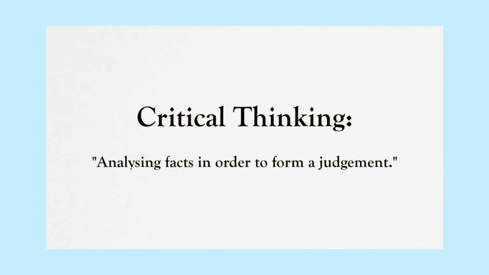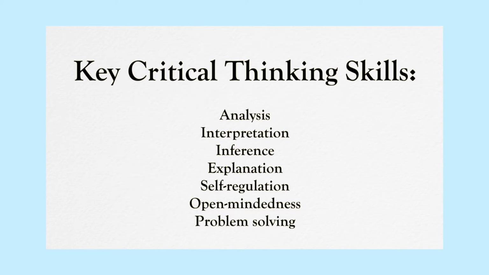The definition of critical thinking skills is the ability to analyze in order to form a judgment. So it's basically evaluating evidence. That can be what someone has said, how things have happened, why certain things are happening, or how something is, or why people are saying it is a certain way, and being able to form your own opinion on it based on the facts that are available to you, or based on certain biases, manipulations, contexts, that sort of thing. The key critical thinking skills are analysis, interpretation, inference, explanation, self-regulation, open-mindedness, and problem solving.